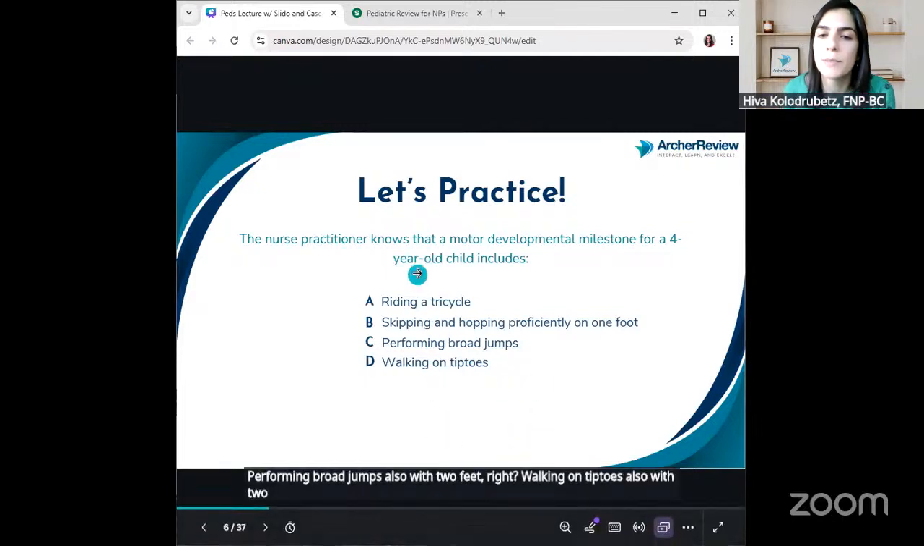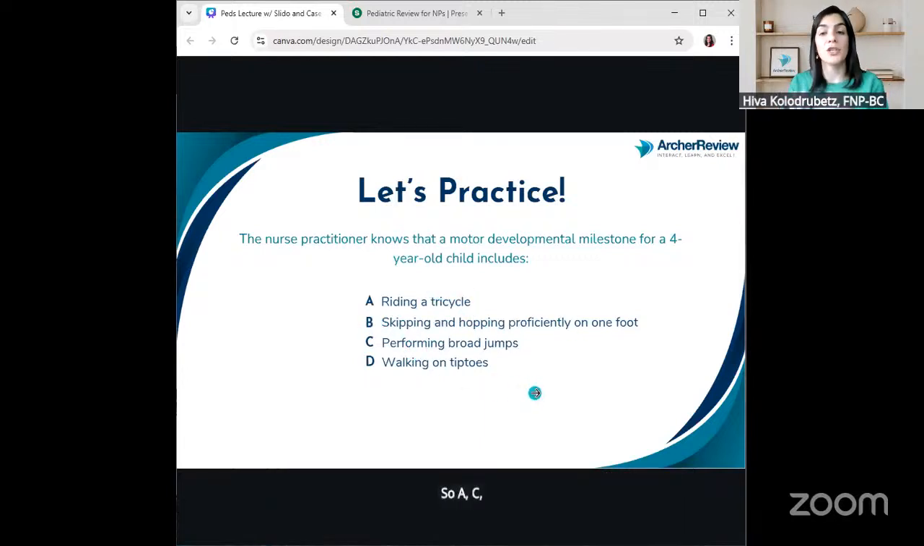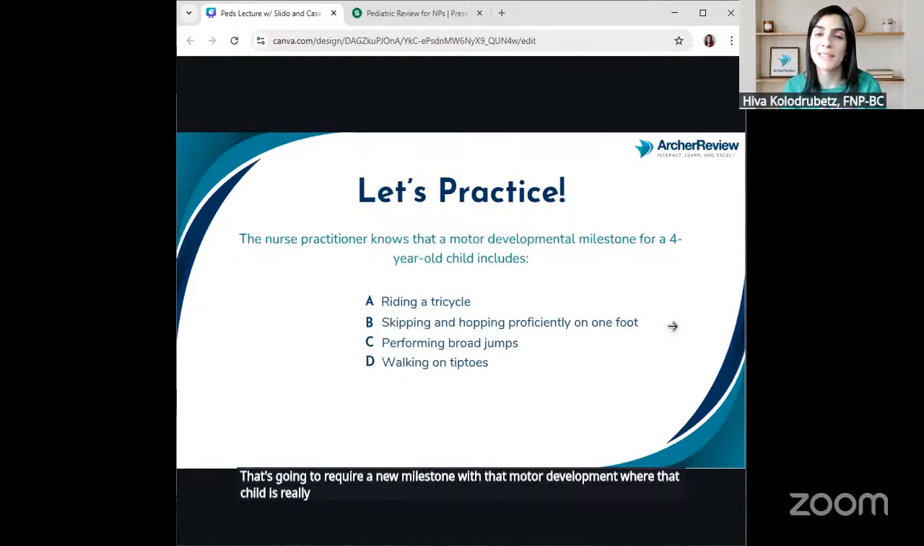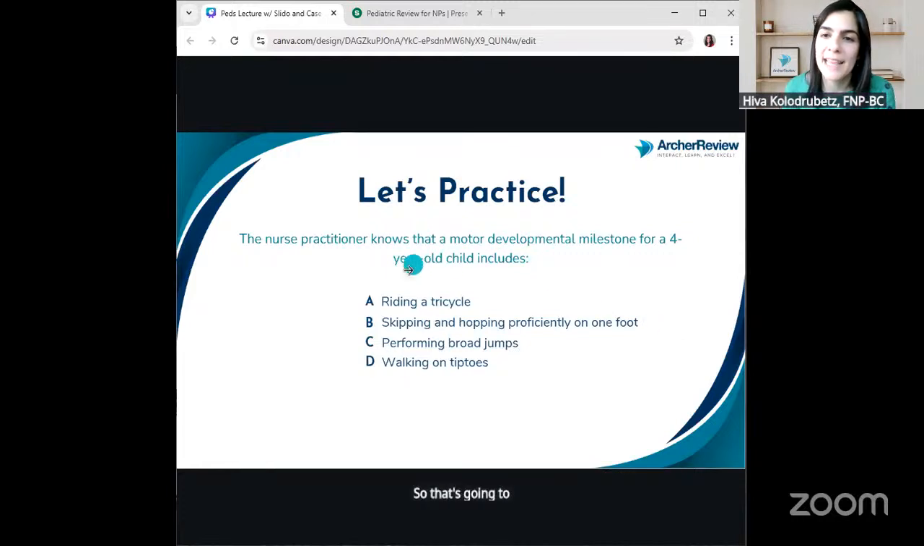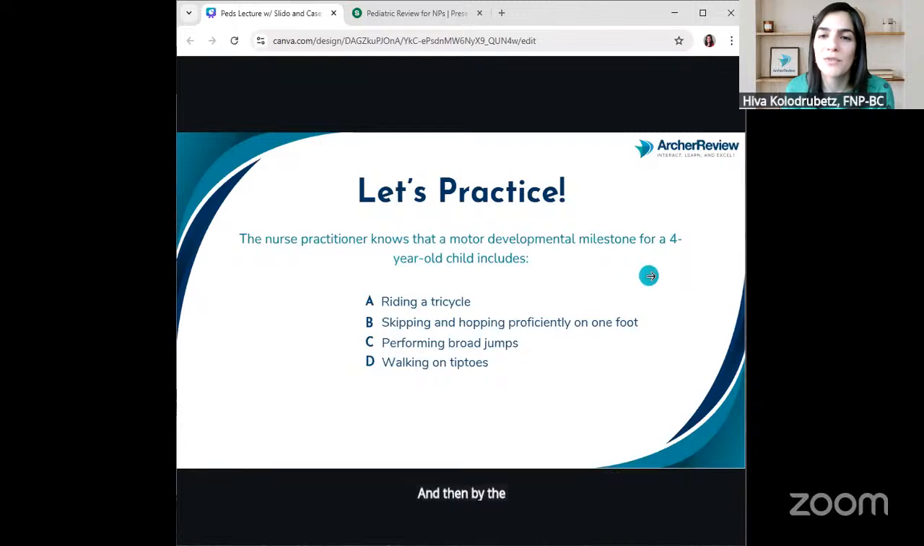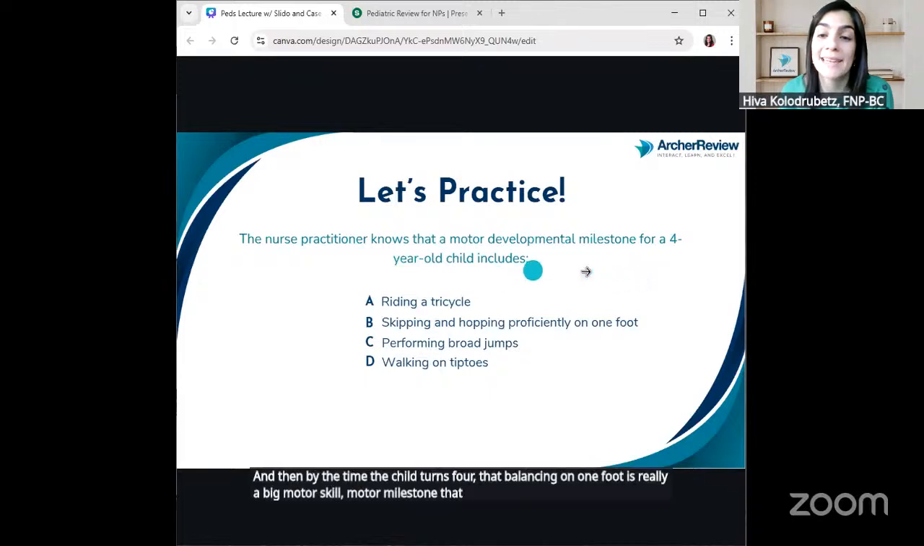What is the difference between A, C, and D and B? So A, C, and D are all on 2 feet, and then B, skipping and hopping proficiently on one foot, is going to require a different type of balance. That's going to require a new milestone with that motor development where that child is really balancing on one foot. So that's going to be the biggest difference. And really, A, C, and D are things we expect by the time the child turns 3. And then by the time the child turns 4, balancing on one foot is really a big motor milestone that we look for and comes around age 4.